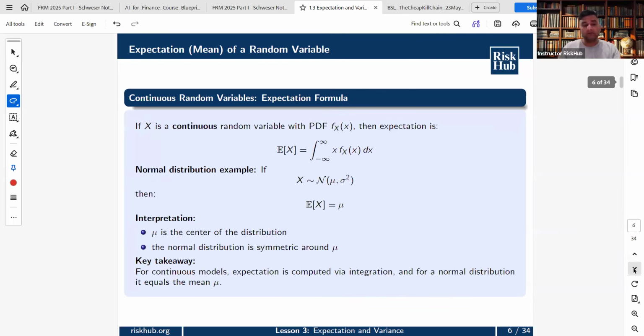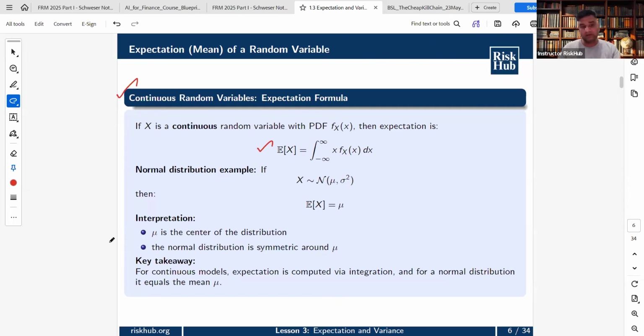Okay. With that, we go to the next part, which is the continuous random variable expectation formula. Again, in real finance, stock prices, interest rates, FX rates, and commodity prices are usually modeled as continuous variables. Instead of probabilities, we use a probability density function, PDF, and we have this formula. So think of integration as summing infinitely many tiny weighted outcomes.